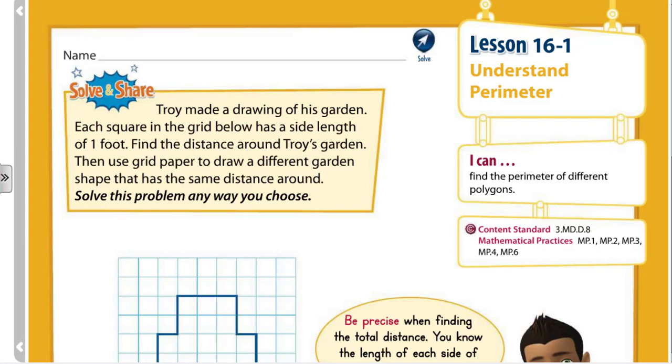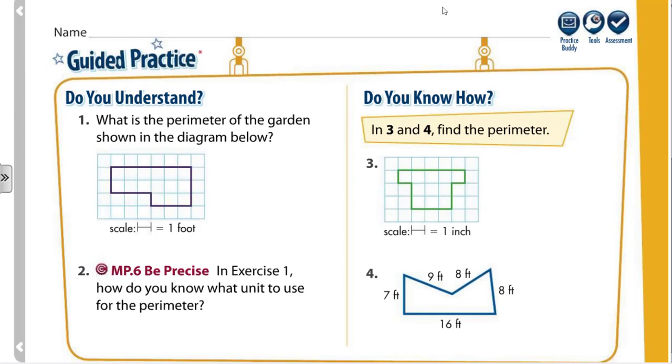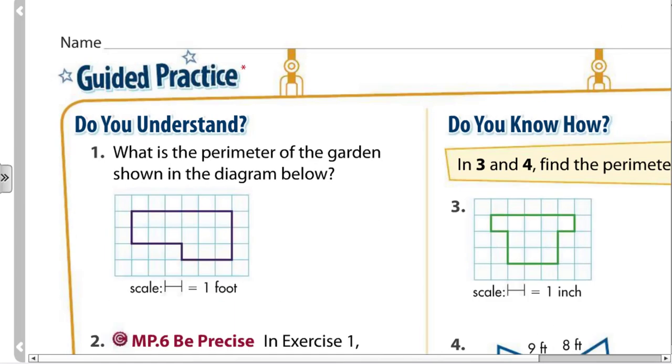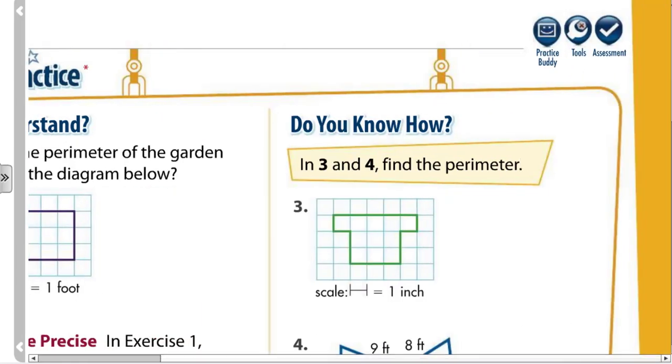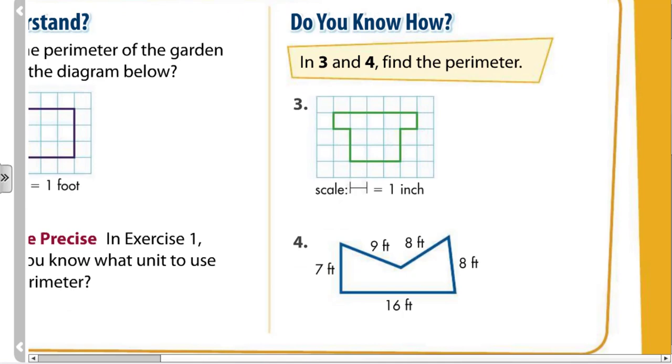Today's lesson is the first lesson in topic 16. Understand perimeter. What we're going to do today, we will solve questions like these. Let's focus on question 3 and 4 here. In these questions 3 and 4, we need to find the perimeter.